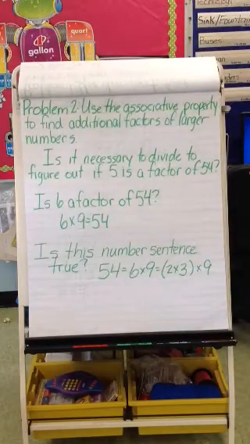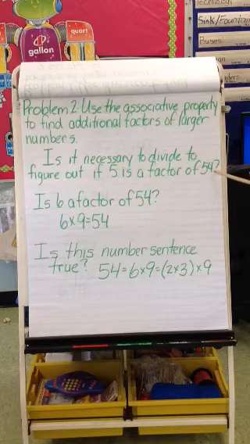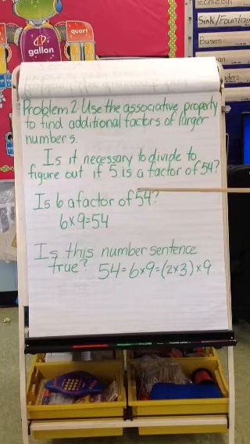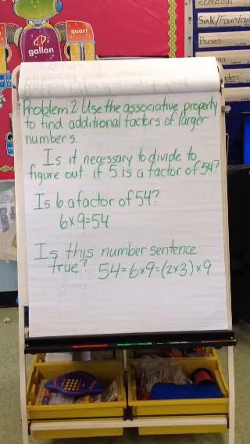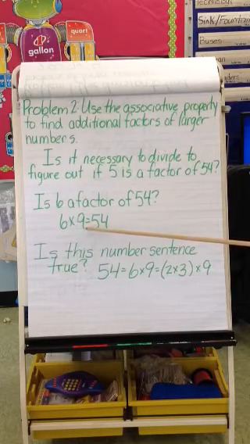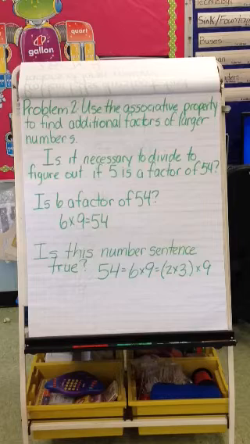Okay, we can use this associative property to find additional factors of larger numbers. So let's keep working with 54. Now, do you need to divide to figure out if 5 is a factor of 54? No, you don't, because if you think of your 5s tables, all of those numbers end in 0 or 5. 54 doesn't end in 0 or 5. Therefore, 5 isn't a factor. Okay? Now, is 6 a factor of 54? Well, yes, it is, because one of your basic facts is 6 times 9 is 54.